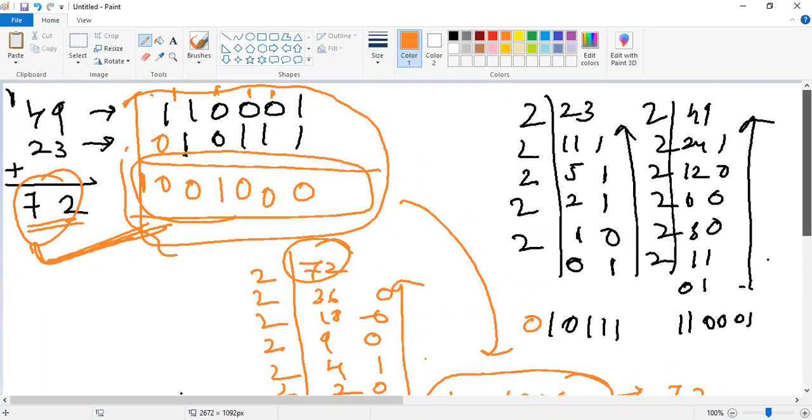Okay, fine. See, just keep one thing in your mind. In case of binary, we are getting the proper output. Now let's do the same example, the same numbers, 49 and 23, in BCD. Now let's see whether we are getting the proper same result in BCD or what.